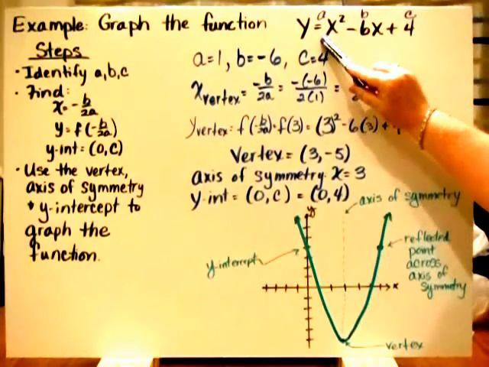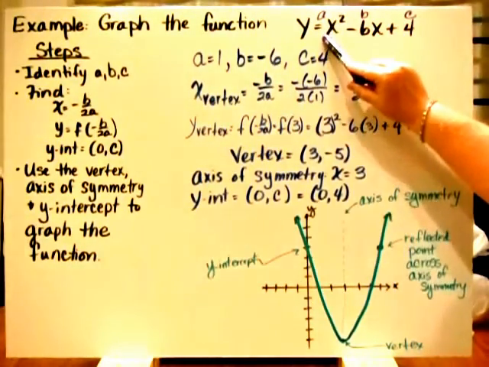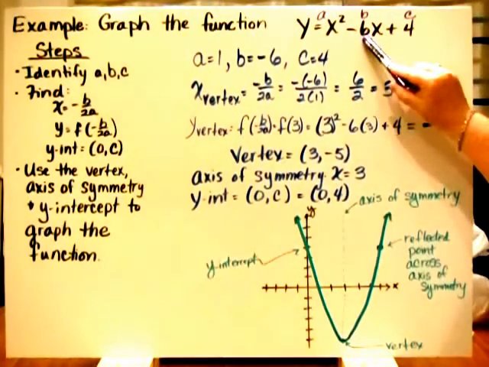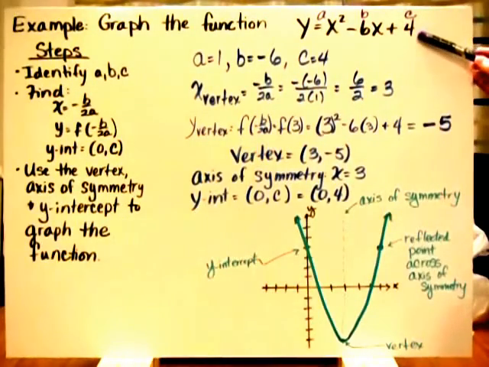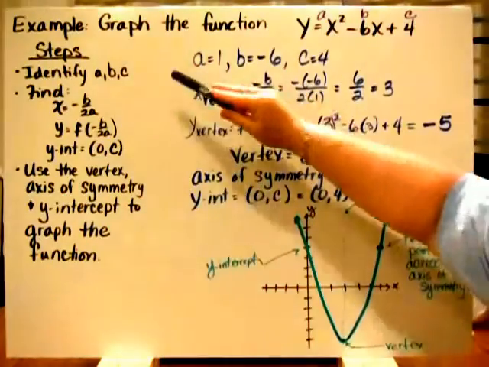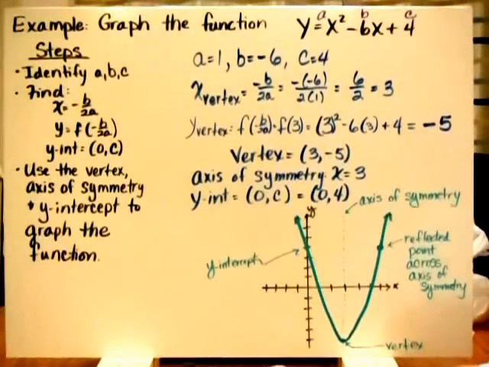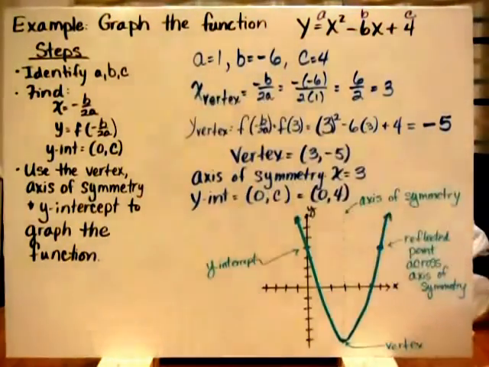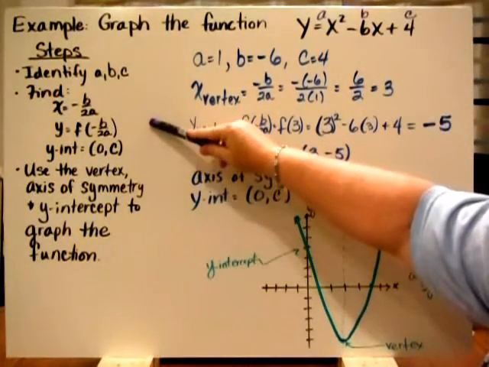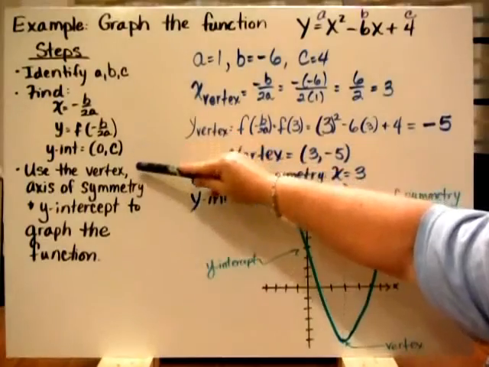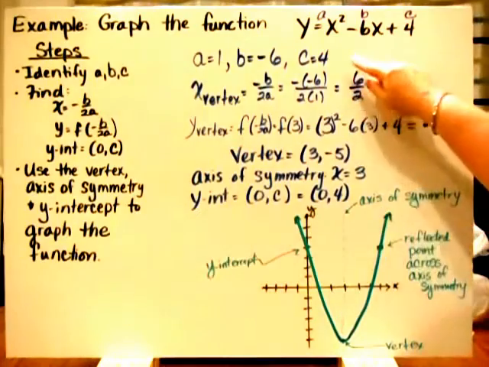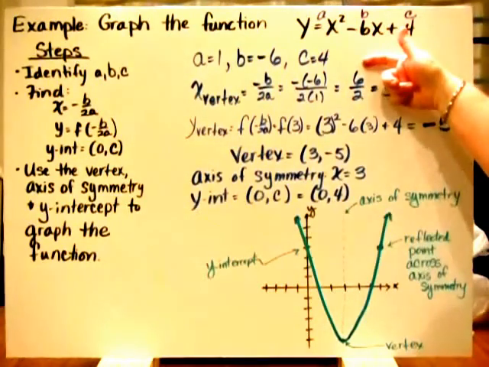So our a is 1 because there's nothing in front of the x squared, so it's understood to be 1. The coefficient of x is a negative 6, so b is negative 6, and our constant is a positive 4, so c is 4. Okay, the steps that you want to follow anytime you're trying to graph a quadratic function is to first identify a, b, and c. Then you want to find the x and y of your vertex, your y-intercept, and then use those points to graph the function.